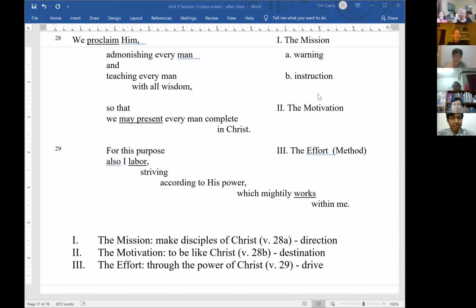That's where it's all going. Why have we been saved? Why have we been chosen by God? Why did Christ die on the cross? So that we could be like him.